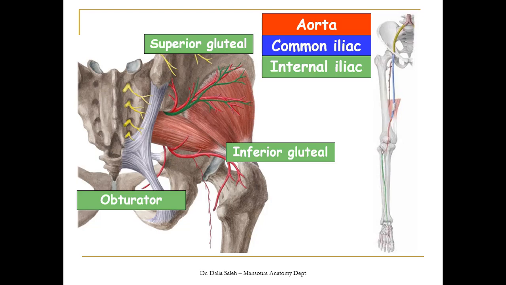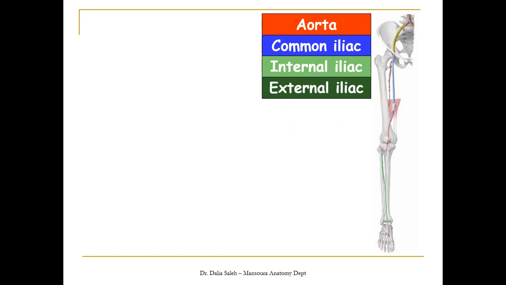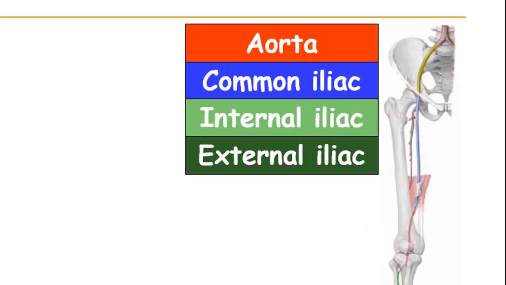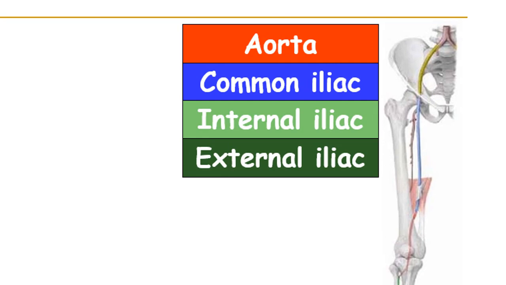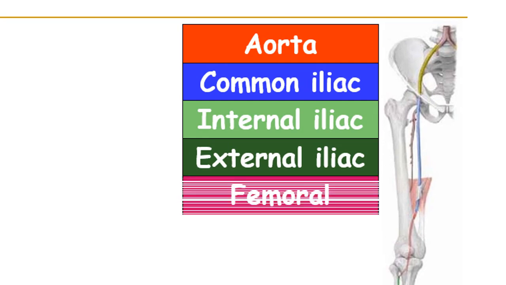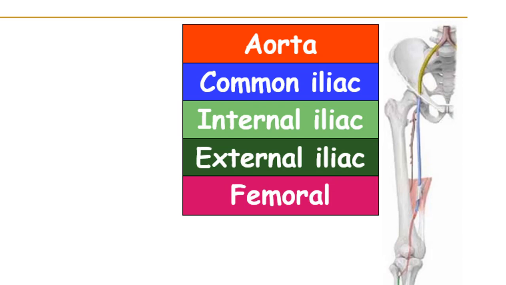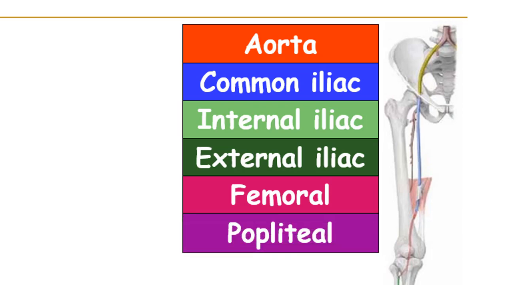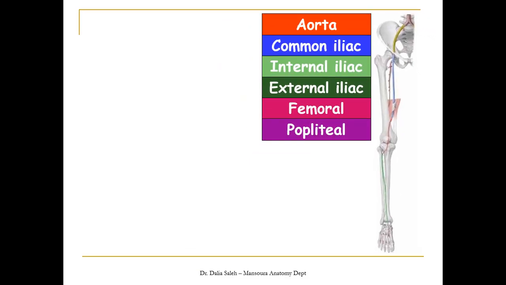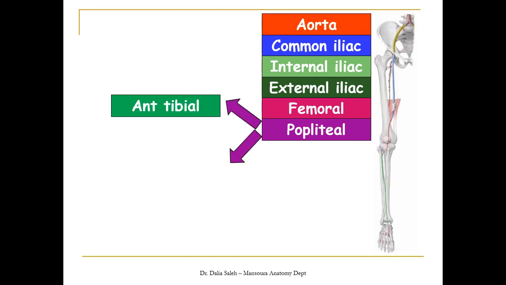The other division of the common iliac artery is the external iliac artery, and it will be the main source of arterial supply for the lower limb. The external iliac artery passes below or beneath the inguinal ligament and changes its name into the femoral artery, which descends in the thigh and then reaches the back of the knee joint and changes its name into the popliteal. At the lower border of the popliteus muscle it will divide into two tibial arteries. The anterior tibial artery is seen at the front or the anterior aspect of the leg, and the other terminal branch is the posterior tibial artery seen at the back of the leg.